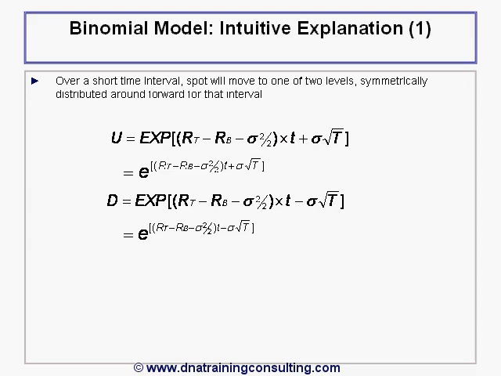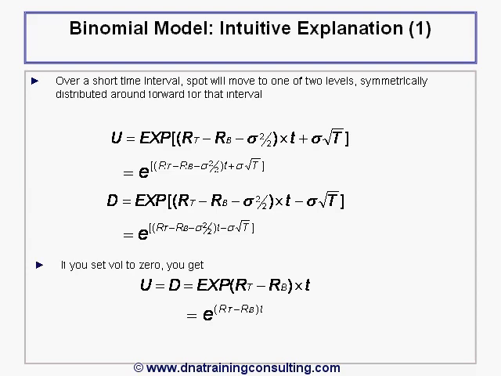To provide some intuitive guidance on how these formulas work, you should note first that if you set the volatility, sigma, to 0, you get u equals d equals e to the power (RT minus RB) times t, which you should recognize is the term by which you need to multiply the spot to obtain the forward for the specified time interval. Already this part of the intuition says that in a world with no volatility, currencies move to their forward.